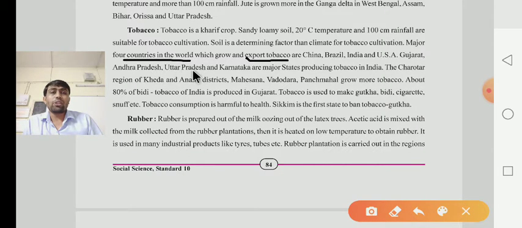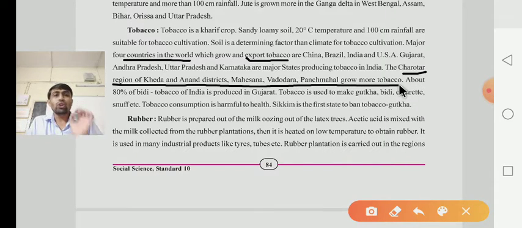Gujarat, Andhra Pradesh, Uttar Pradesh, Karnataka are the major states producing the tobacco in India. These are all the names of the states with major production of tobacco in India. The Charotar region of the Kheda and Anand district, Mehsana, Vadodara, Panchmahal grow more tobacco. These are all areas located in Gujarat.